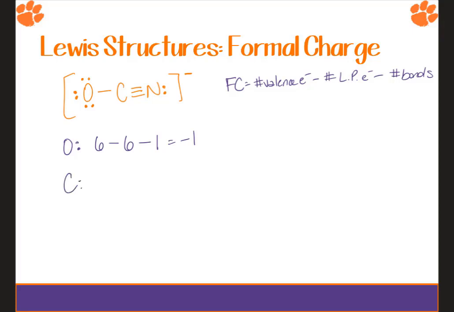Moving on to the carbon. Carbon's in group 4A, so the number of valence electrons on carbon is 4. Minus the total number of lone pair electrons on carbon, we see none drawn, so that's minus 0.